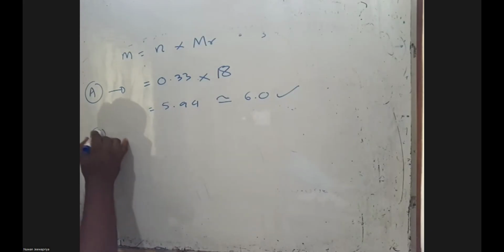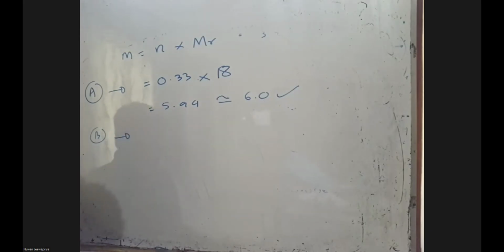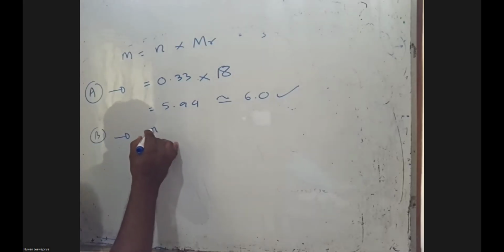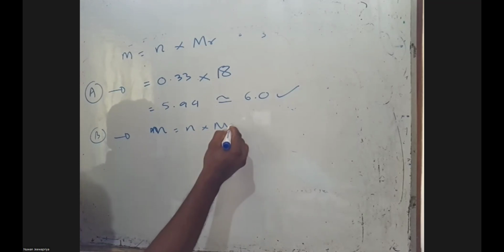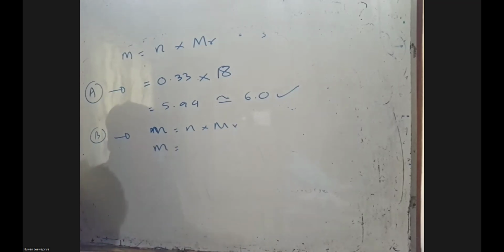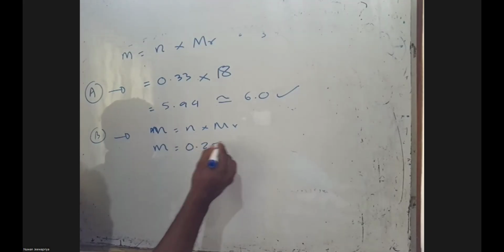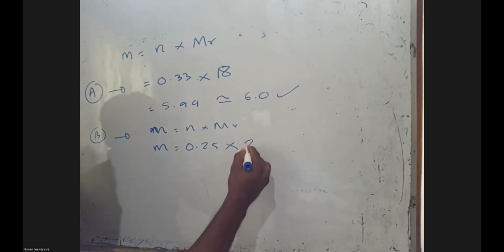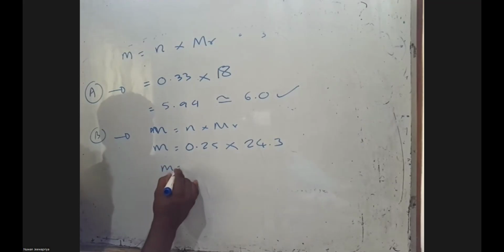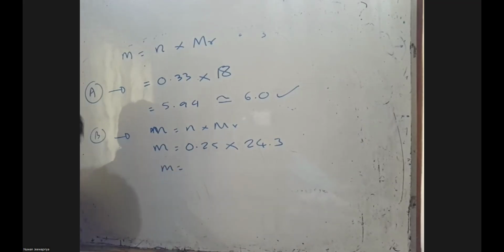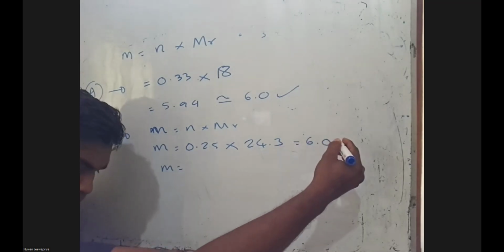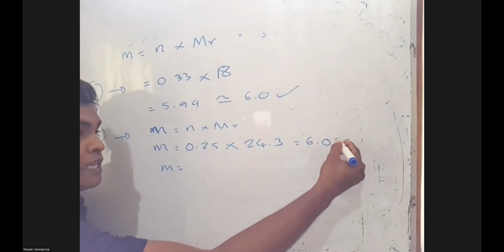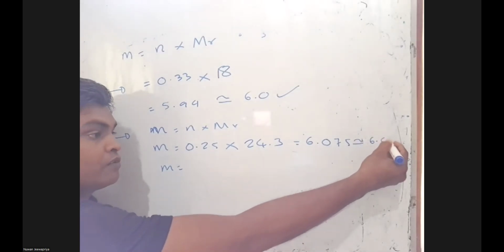And answer B. Mass equals moles into molecular mass. How many moles of magnesium? 0.25 moles of magnesium. Molecular mass of the magnesium is given 24.3. So the mass is equal 0.25 multiplied by 24.3. So the answer is 6.075. So that also we can say approximately equal to 6.0.